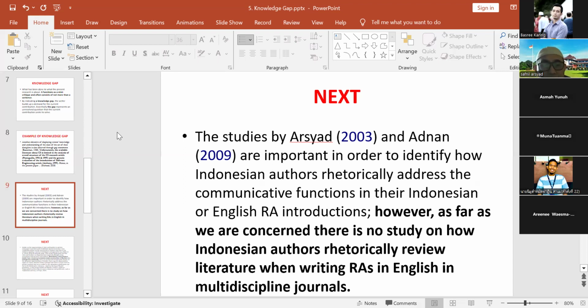However, as far as we are concerned, if you write with someone else, not a single author, if you write an article alone, no partner, you will write as far as I am concerned, there is no study on how. But this statement of there is no study on blah blah blah is the lowest, the weakest type of research gap. Okay. We claim that no study on a particular topic, as far as we are concerned.